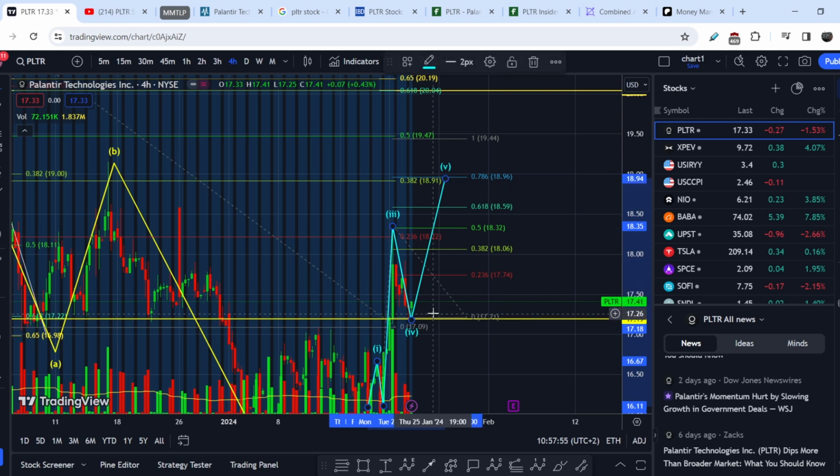And potentially, yes, we might have this movement to the upside. But in general, I don't like to trade the fifth wave if you didn't catch the third one, because it might not be the case. We might land somewhere lower.